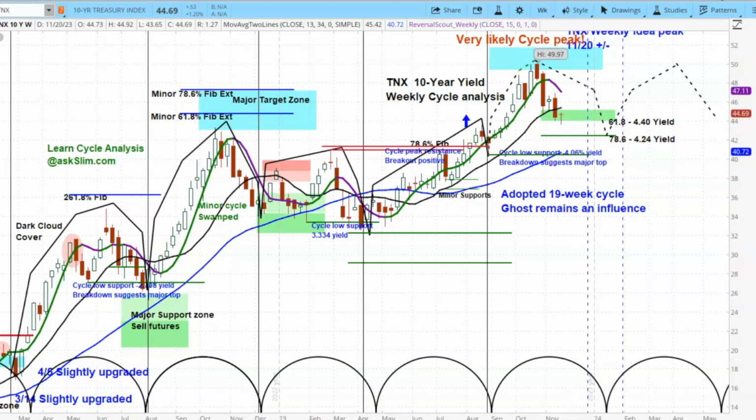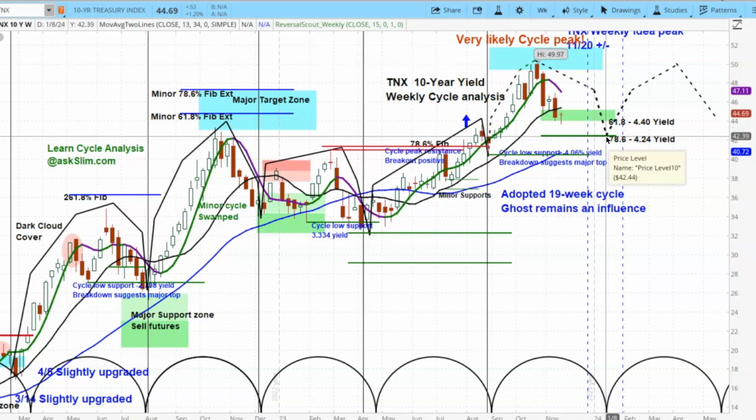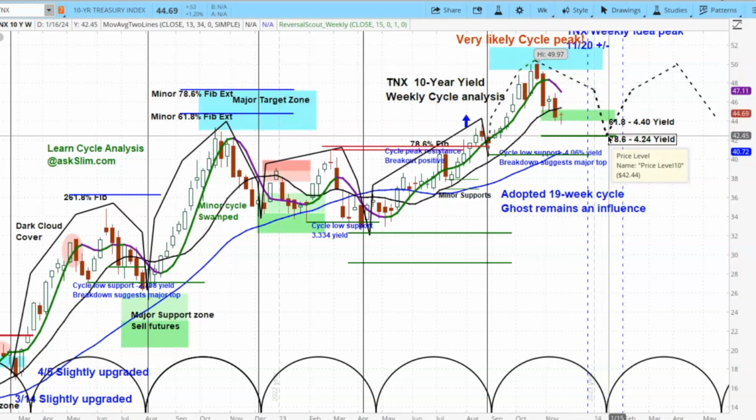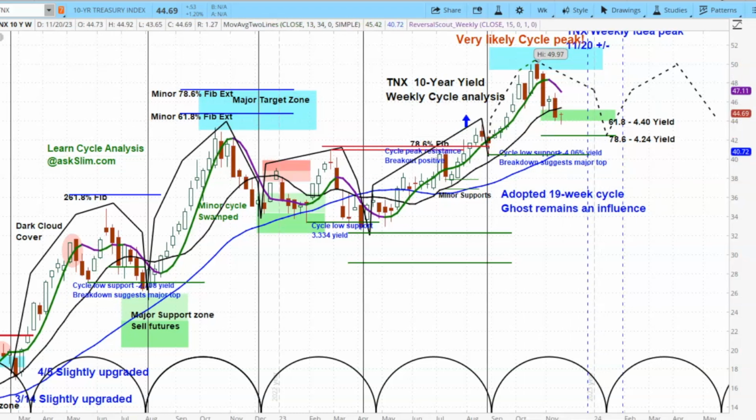Those of you that watch me on a regular basis, we talked about that it was likely we're going to test 4.40 yields. And you can see we've done that, got under 4.40 yields. And actually, this looks like into this December-January period, it could get as low as 4.24 yield. That means that there would be a rally in the 10-year, or a rally in the treasuries, to get the yield down.